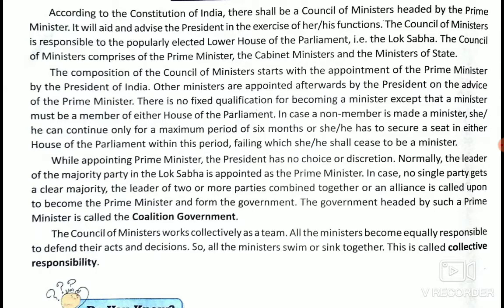The composition of the Council of Ministers starts with the appointment of the Prime Minister by the President of India, and the other ministers are appointed afterwards by the President on the advice of the Prime Minister. So actually the Council of Ministers is appointed by the President, but which person is going to become a minister will be decided by the Prime Minister.